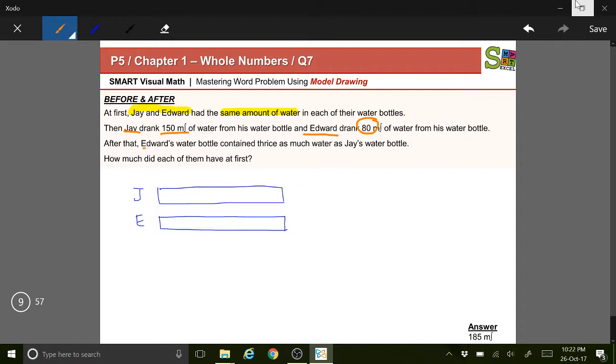So Edward now has 3 times as much as J. So Edward will be 3, whereas J will be 1 unit. And they asked you to find how much they have at first. So this is your question mark. We're going to fill this information inside the model.